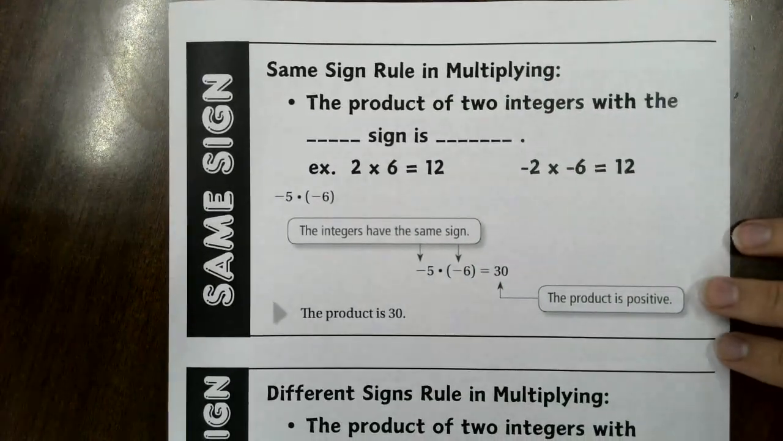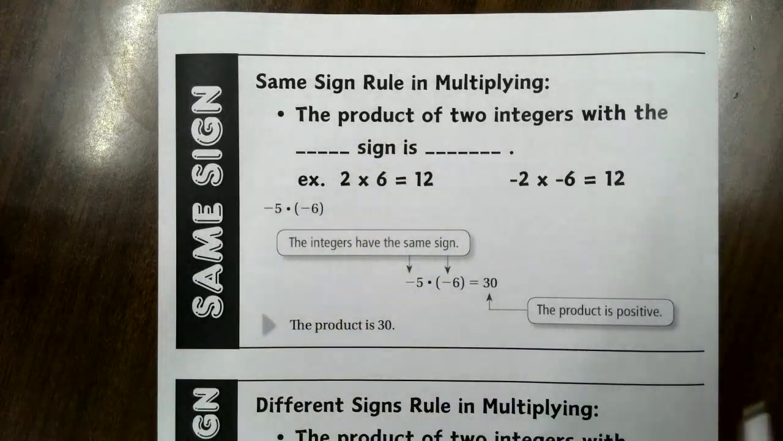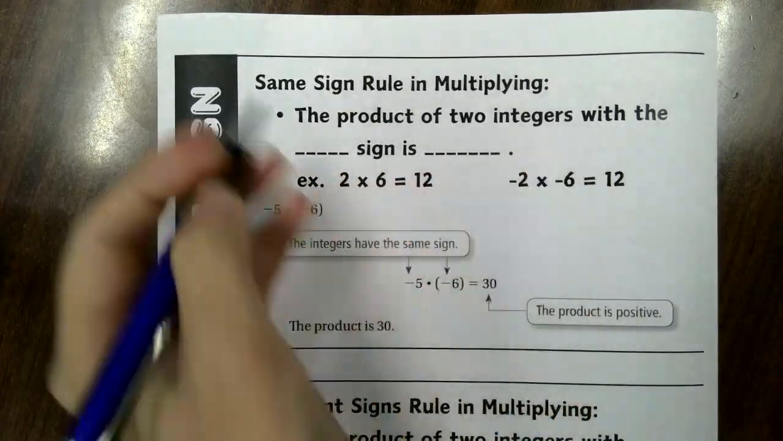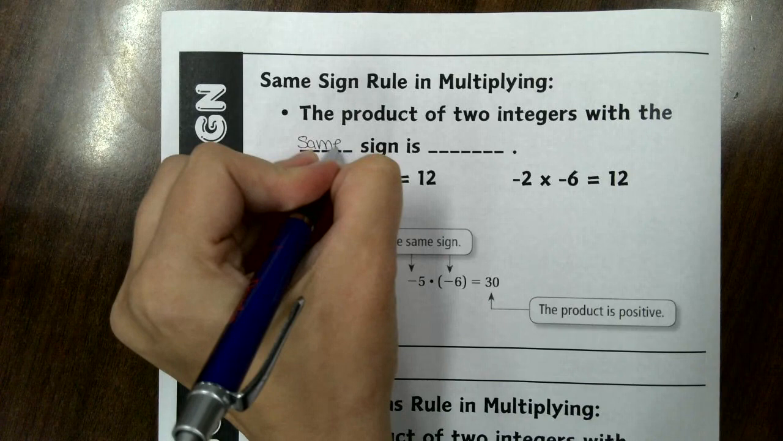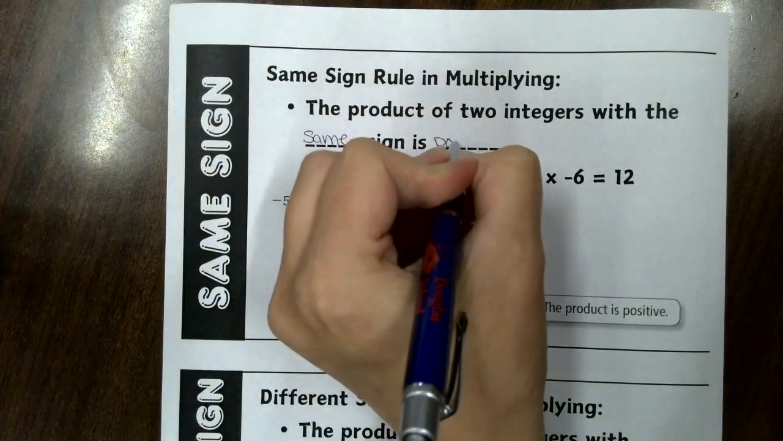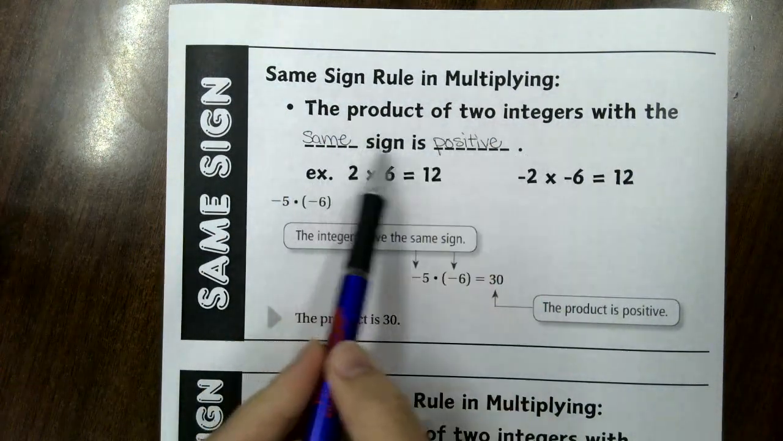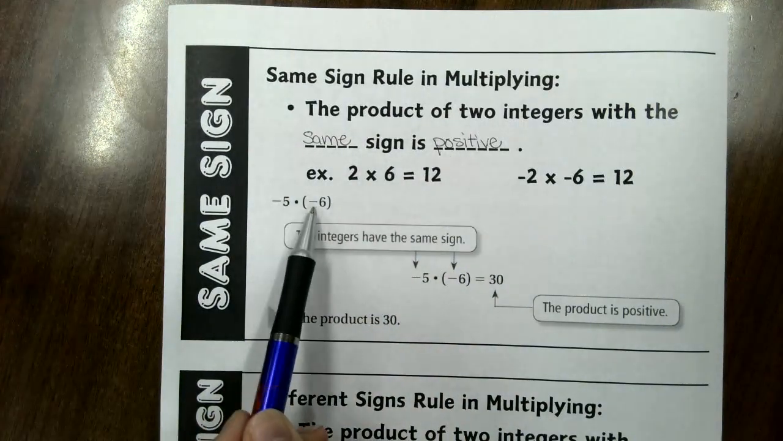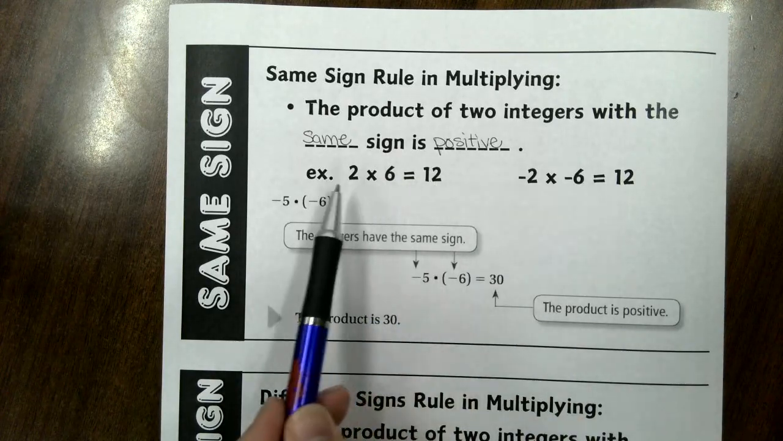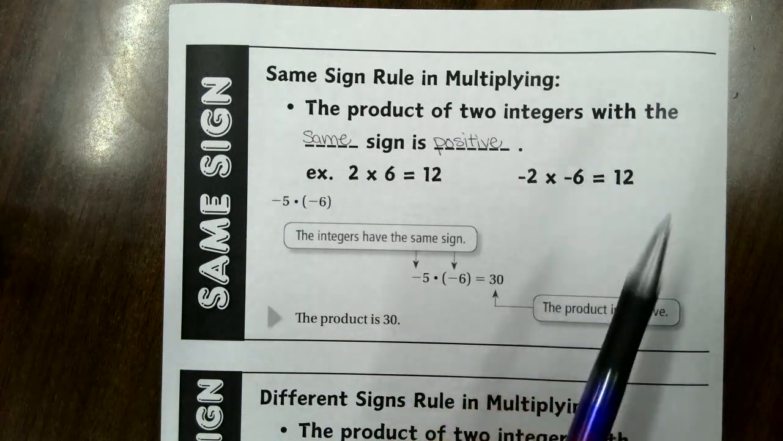On this side, we're looking at same sign, different sign. This first one, we're going to look at the same sign rule. In multiplying, the product of two integers with the same sign is going to be positive. It doesn't matter if they're two negatives or two positives. When you multiply them together, they will always be positive. So 2 times 6 is 12, and negative 2 times negative 6 is 12.